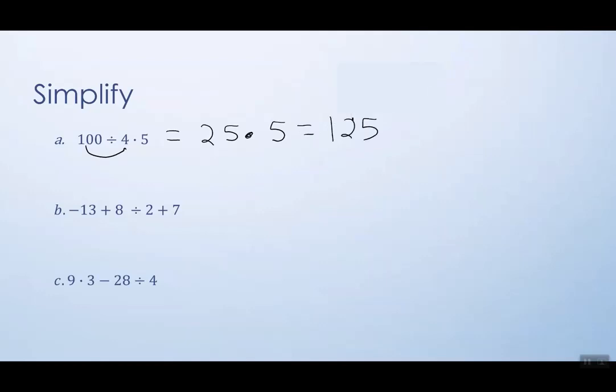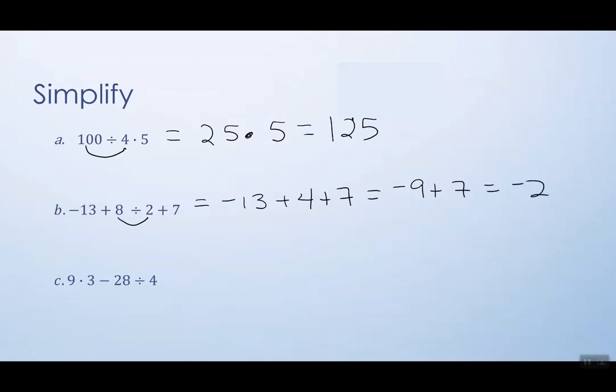All right, look at B. B says negative 13 plus 8 divided by 2 plus 7. So you think, well, what do I want to do first? Definitely I want to do this division. So hold on to the negative 13. 8 divided by 2, I'm going to add 4 and then add 7. Now we can just put these numbers together. Negative 13 and 4 is negative 9. When I add 7, I get negative 2.